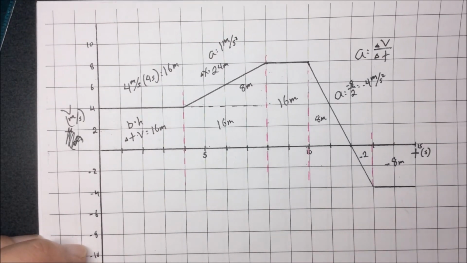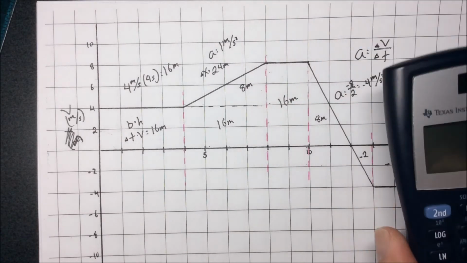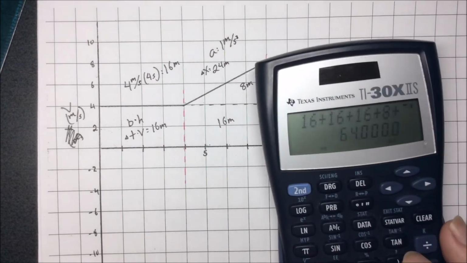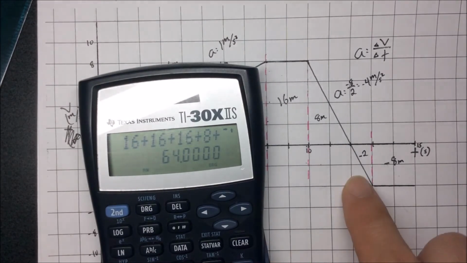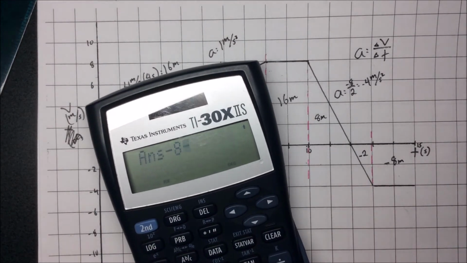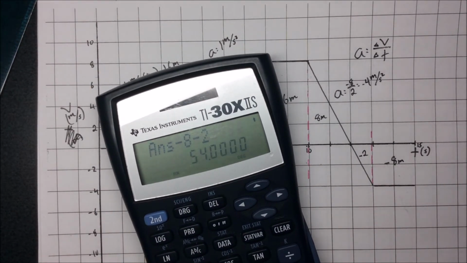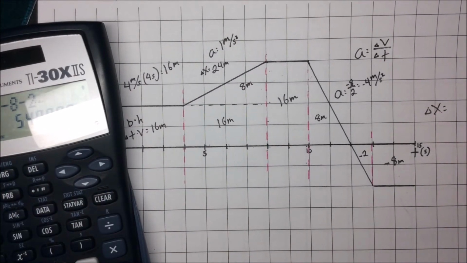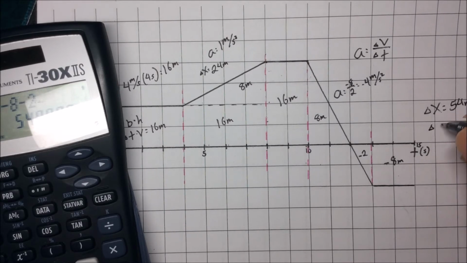And so, looking at the whole thing, we have a total of, look at all these 16s. We got 16 plus 16 plus 16 plus 8 plus another 8, which is 16. But then that's all of our positive stuff, 64. Negative stuff comes in. We got to do -8 -2. So we got a total displacement, over the whole thing, of 54 meters. And we have a total change in time of 15 seconds.